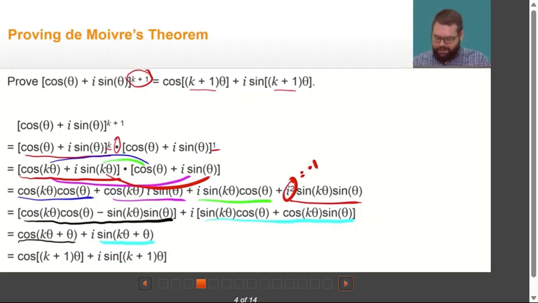And notice that this result matches the statement at the top of the screen here. This means the proof was successful, and De Moivre's theorem is true for all positive integers.